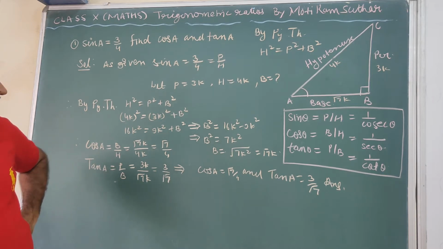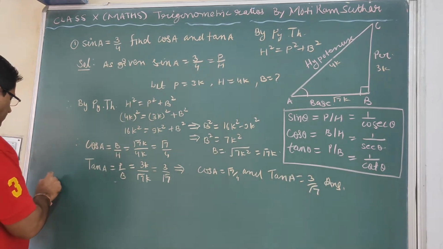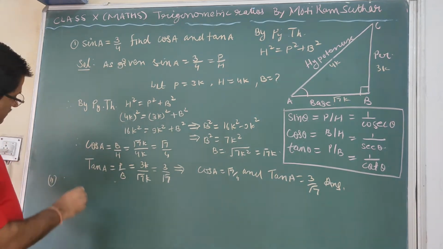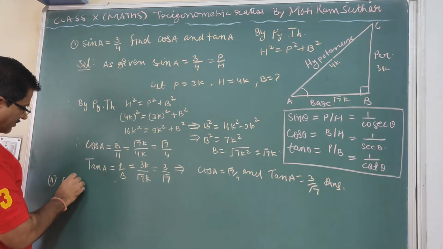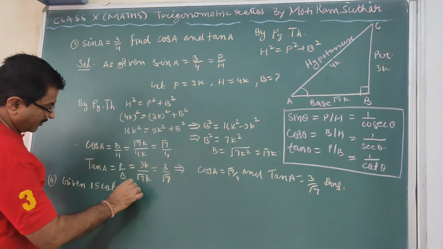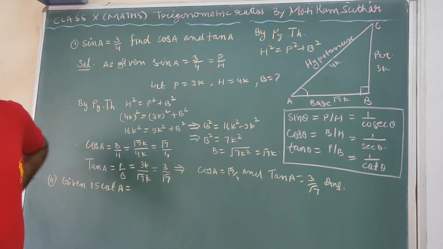Now the next problem says, given 15 cot A is equal to 8.